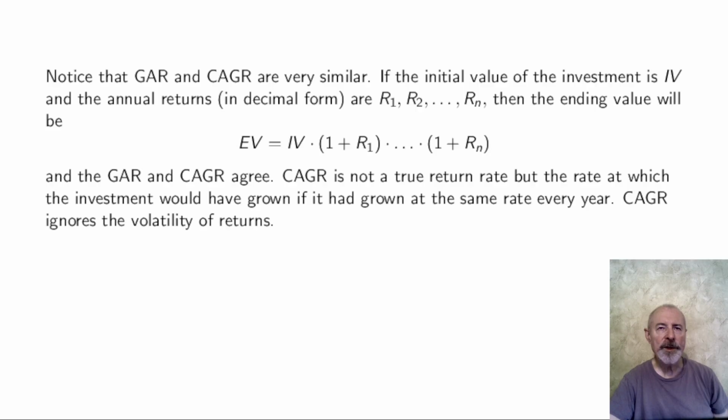Notice that GAR and CAGR are very similar. If the time periods are years and the ending value is the initial value times 1 plus R1 times 1 plus R2 up to 1 plus Rn, then GAR and CAGR are the same thing. Now, CAGR is not a true return rate. If you assume that your rate was constant over all n years, then the ending value you'd get by assuming CAGR was your steady return would give you your actual ending value. So it's the rate that your investment would have grown if it had grown at a steady rate each year. It ignores the volatility of returns.